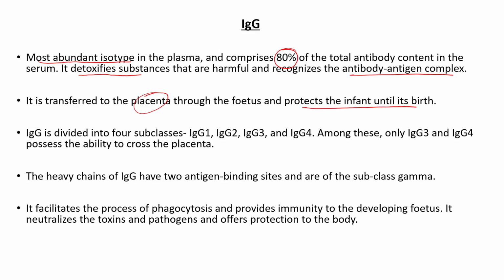Like before birth, IgG is present in the body, and it is divided into four subclasses, which are IgG1, G2, G3, and G4. Among these, only IgG3 and G4 possess the ability to cross the placenta. And the heavy chains of IgG have two antigen binding sites and are of subclass gamma, and it facilitates the process of phagocytosis, and it provides immunity to the developing fetus. It can neutralize toxins and pathogens, and it offers protection to the body.